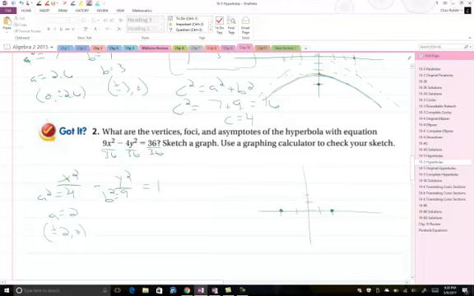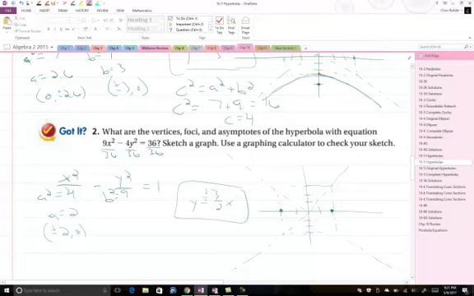Up 1, 2, 3. This is enough to start getting our box on here. And the diagonals. Notice we're going to go up 3 and over 2. Positive and negative.